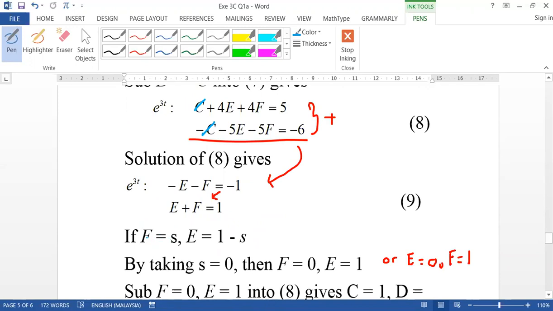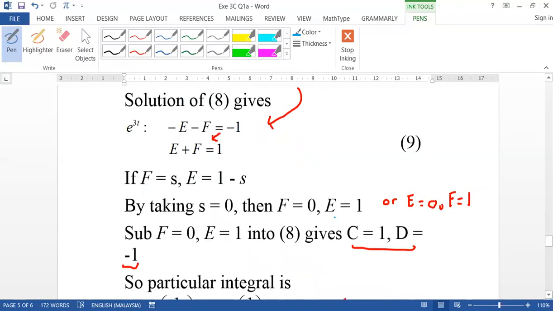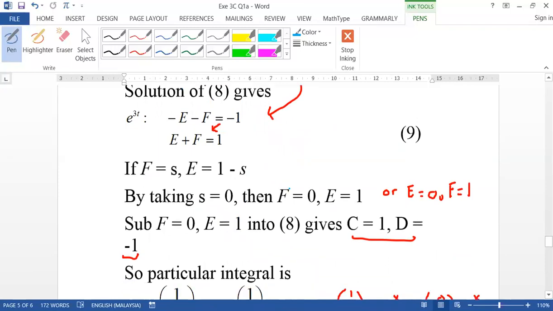In this case, if I let F equal S, then E will be equal to 1 minus S. So you actually have a variety of solutions. The easiest one: if I take S equal to 0, I take F as 0, then E is 1. Or you may take E as 0, then F is 1. Or you may have other solutions, because S is a parameter, where I can take different values. So the easiest is to take 0.